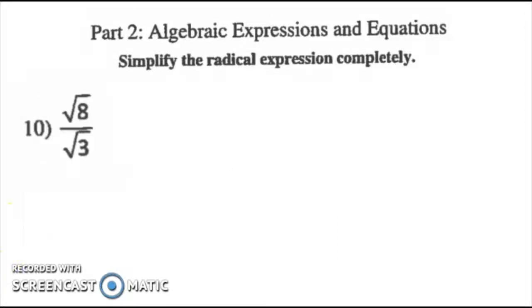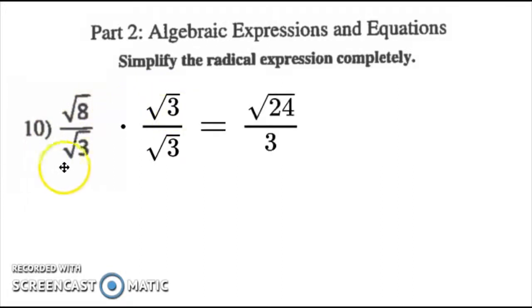And when we're dividing radicals, we cannot have a radical at the bottom, so we need to rationalize. By doing that, we multiply the top and the bottom by the denominator, which is radical 3. So then we multiply across. Radical 8 times radical 3 is radical 24. Radical 3 times radical 3 is radical 9, which the square root of 9 is 3. So we have square root of 24 over 3.